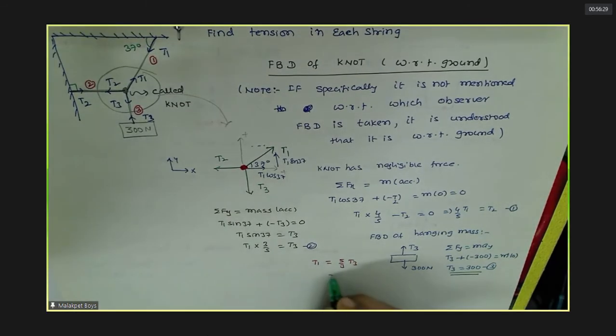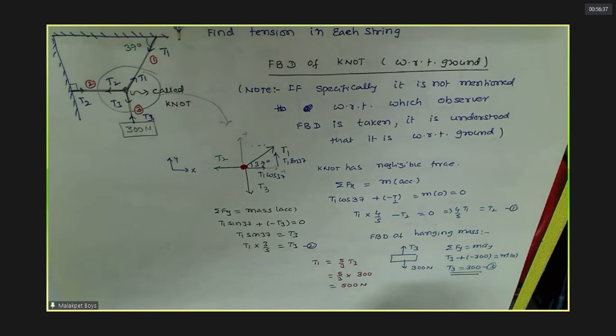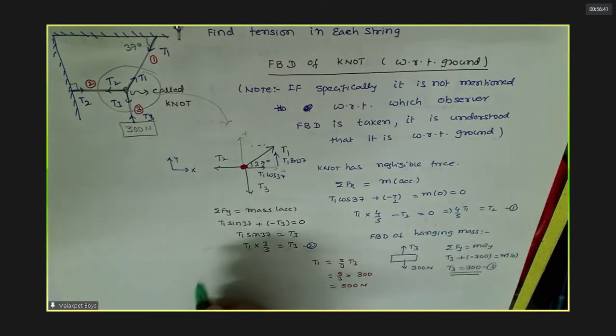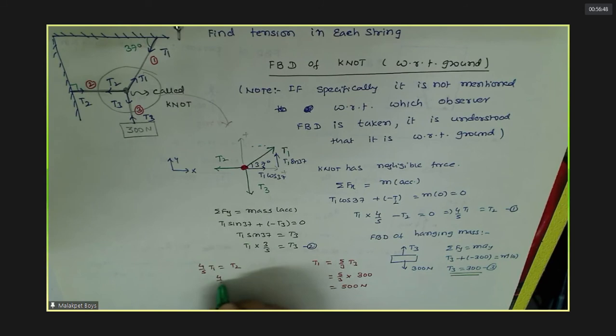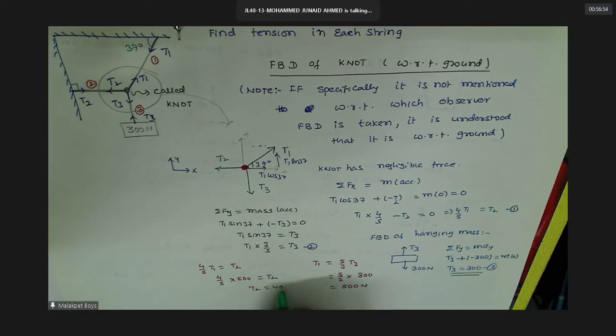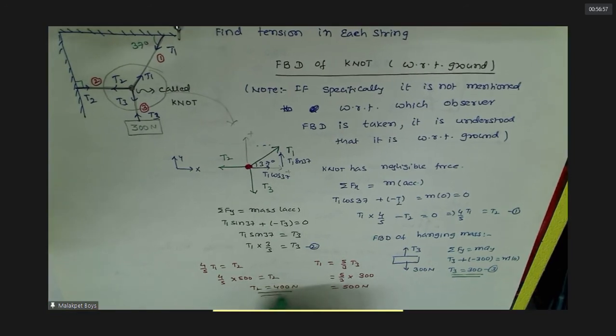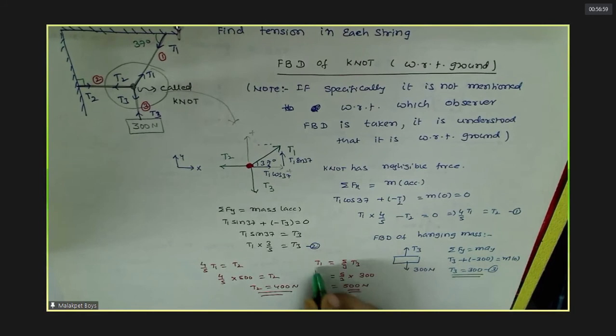This is 5 by 3. What is T3? 300. T1 is 500 Newton. Then what about T2? T2 is 4 by 5 of T1, 4 by 5 of 500. So what is T2? So I got all the 3 things now. Yes, sir.